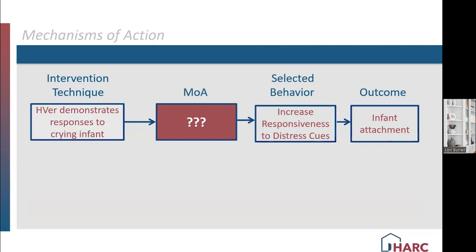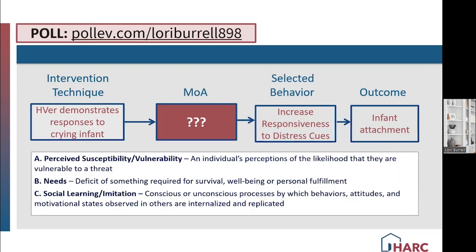So in this example, starting again from the far right, a home visiting program aims to promote secure infant attachment. One parenting behavior related to infant attachment is their responsiveness to their infant's cues of distress, such as crying or fussiness. Again, there are many ways a home visitor may support a parent in this, but one technique may be for the home visitor to demonstrate positive responses to a crying infant. So again, what is the MoA here? Using that same link in the chat, which MoA from this taxonomy is most likely linked between the technique and the selected behavior?